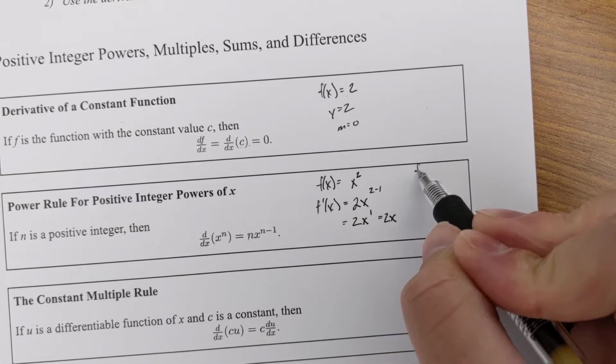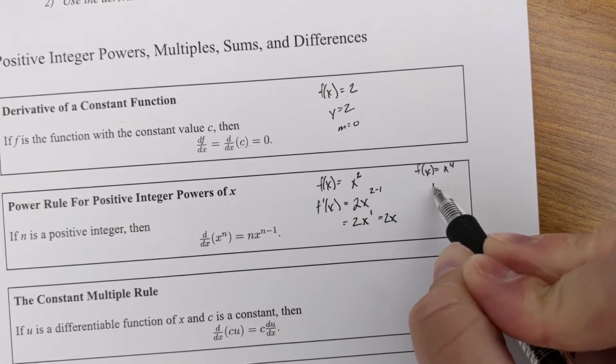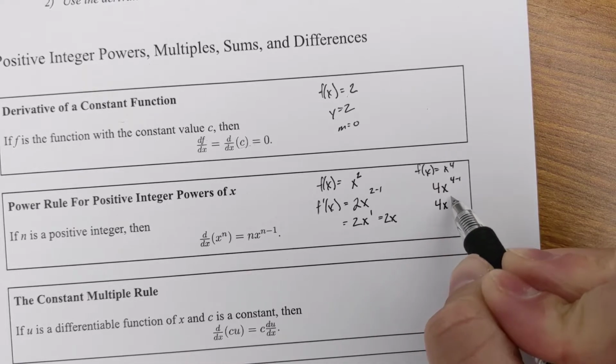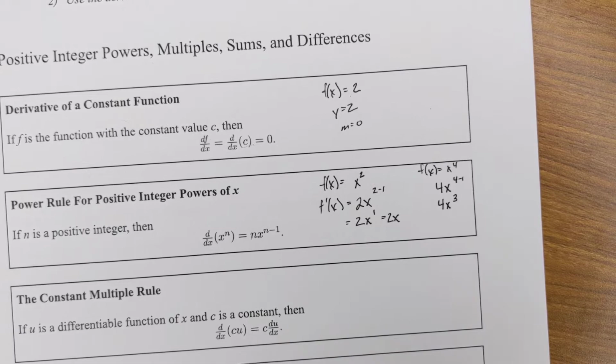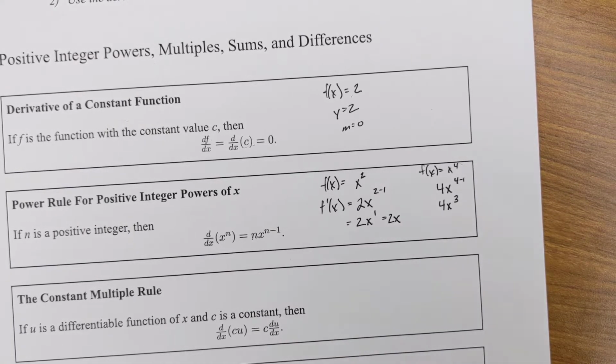So if you want to do x to the fourth, the exponent comes out front. I do 4 minus 1 as my exponent, so 4x cubed would be my derivative. So the rule is exponent moves out front, subtract 1 from the exponent.